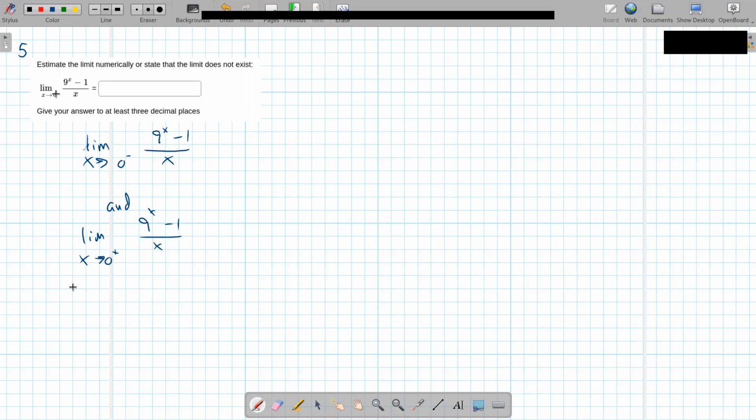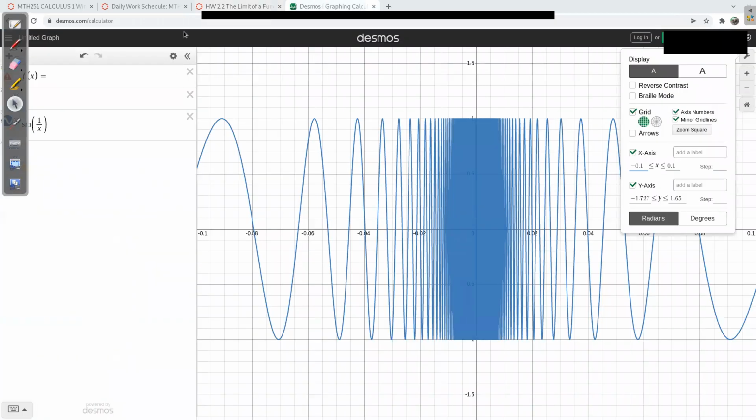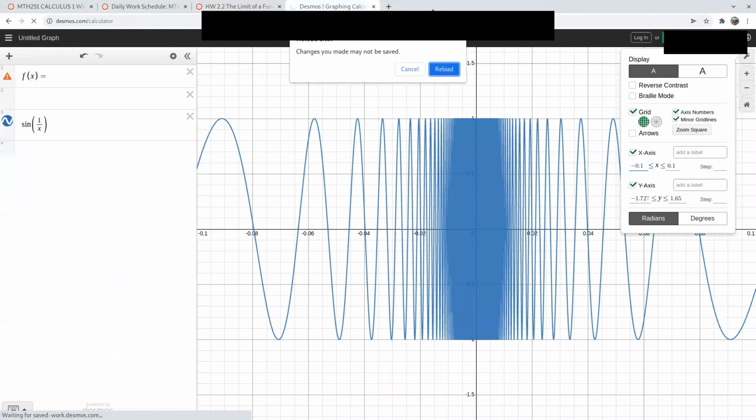And if I try to cheat and plug in 0, 9 to the 0 is 1, 1 minus 1 is 0 over 0. So if I cheat here, I get 0 over 0, which is indeterminate. Meaning there may be an answer. There may be a numerical value here. And we may be able to say something like it's 2 or 4 or pi, but it may be a number we don't recognize. So let's ask our graphing calculator, reset please.